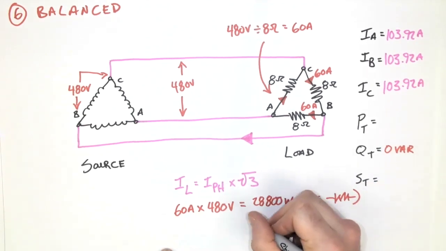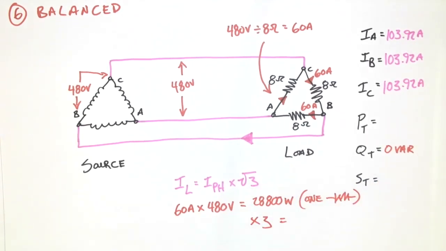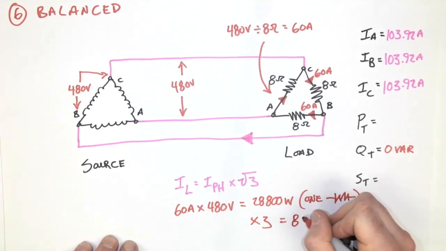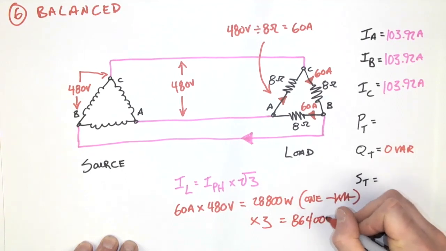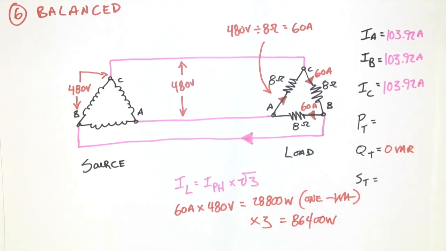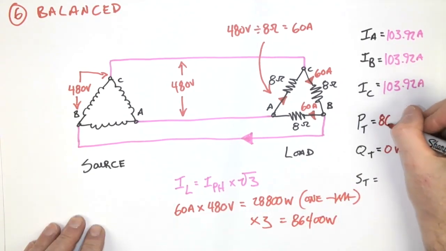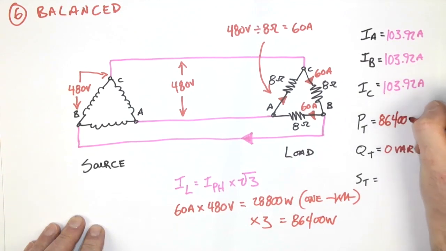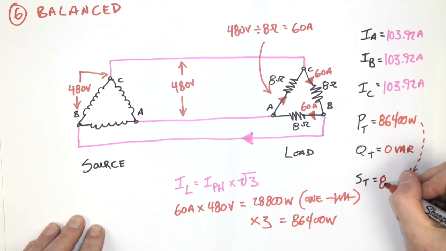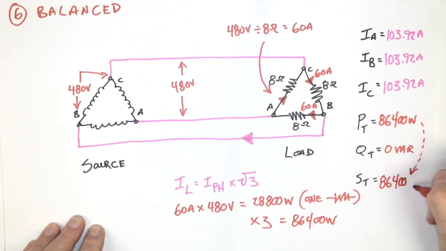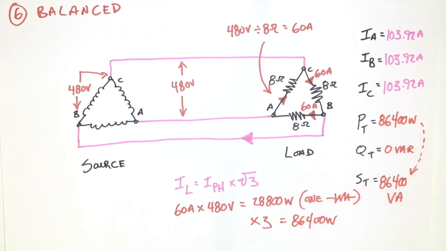If we multiply this by 3, we get the total amount of power for the entire three-phase load. 86,400 watts. And that would again be 86,400 VA because there is no vertical component to this power triangle.